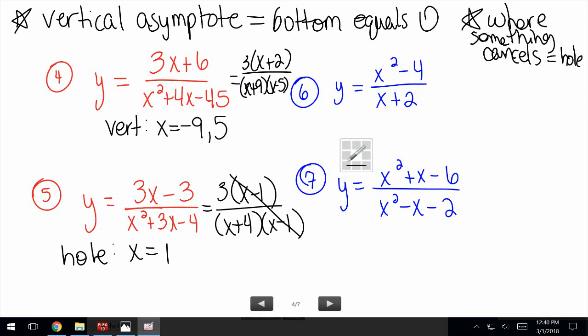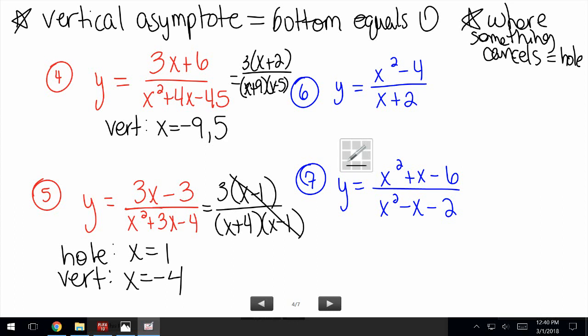Alright, now what is left? Once those 1's cancel, what's left on the bottom? X plus 4. That is the piece that's your vertical asymptote on the bottom. So your vertical asymptote would be at x equals -4, beautiful, and that's all she wrote, because that's all it wanted us to do in the directions.